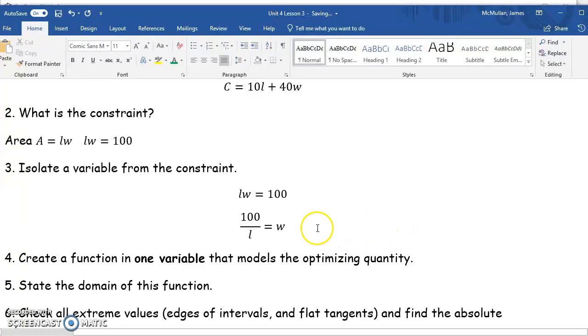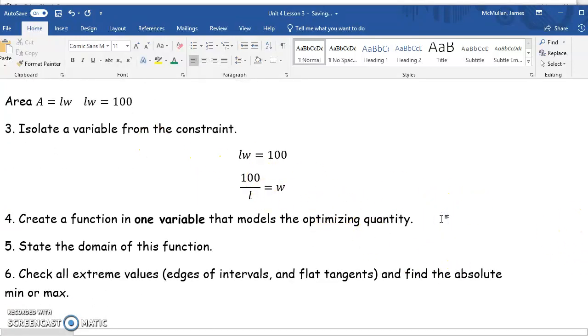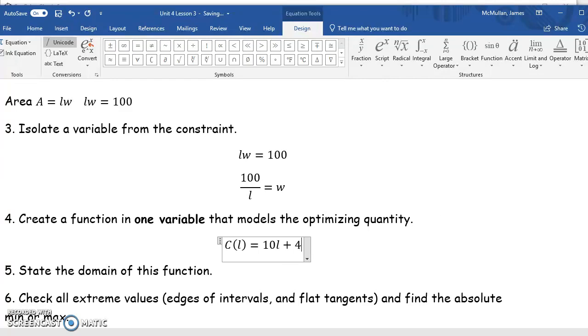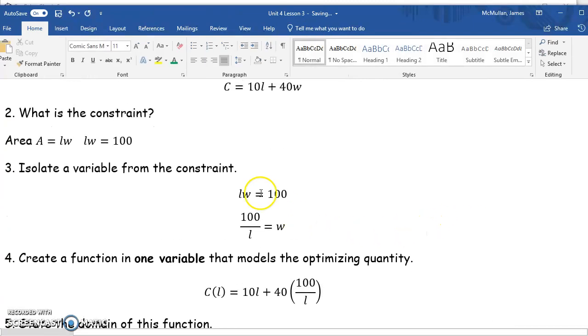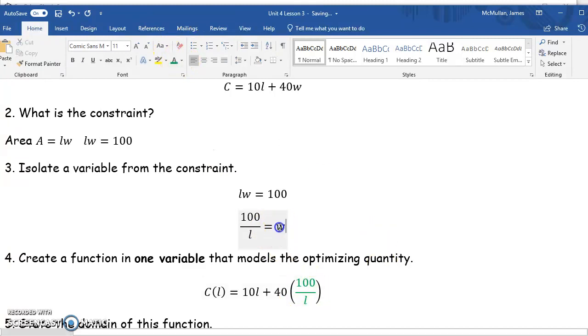And anywhere I see W in my original cost equation, I can now replace it with 100 over L. So let's do that. I can now create a cost function, where cost in terms of L would be equal to 10L plus 40 times 100 over L. What's going on there is, again, I'm looking at my cost equation from above, and I'm just swapping W with what I know W to be equal to. If you like, we can just quickly give that a different color to show what we're doing the substitution for here. We're changing out W with what we know W to be equal to.